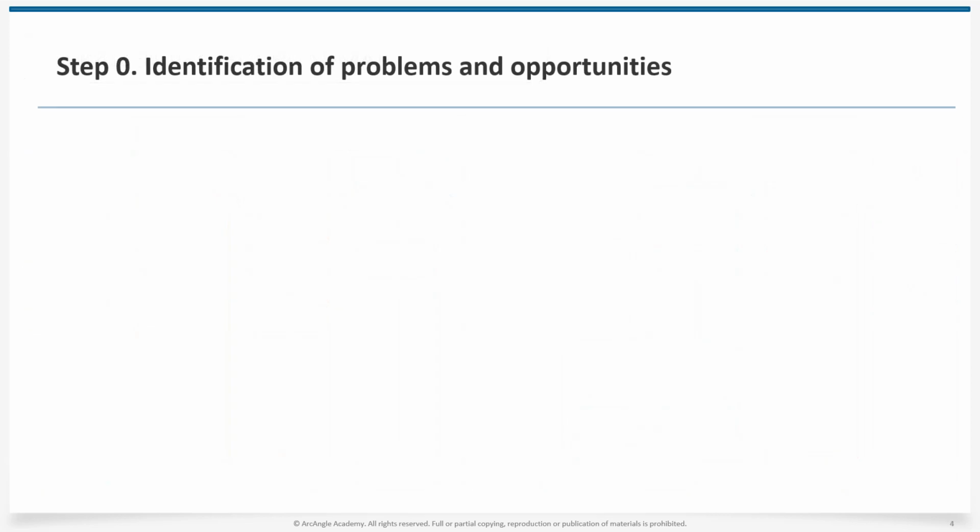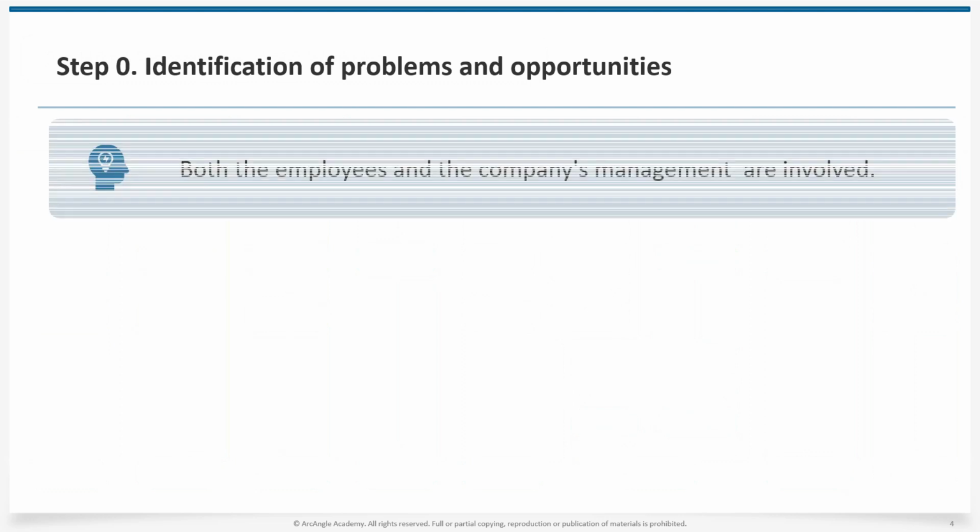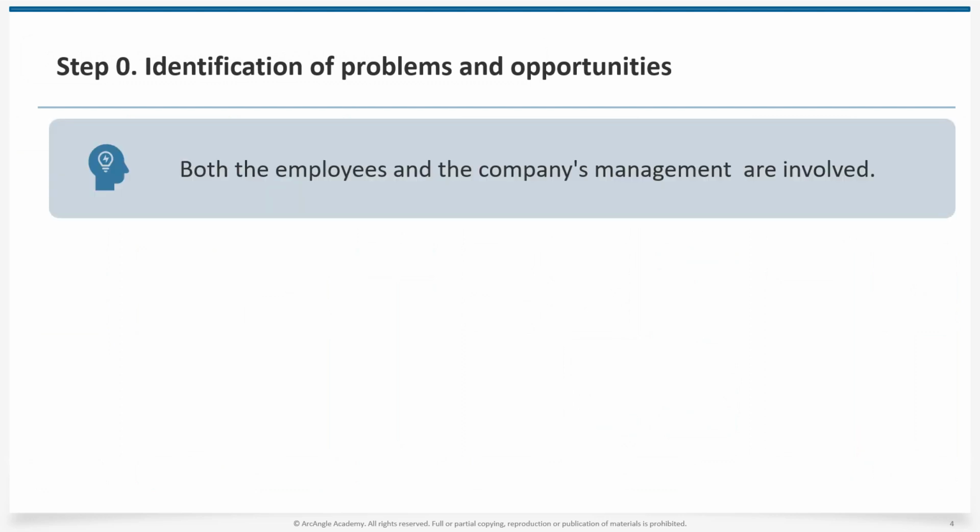Our next slide focuses on Step 0, identification of problems and opportunities within the A3 Kaizen project roadmap. This step involves identifying both problems and opportunities that can be addressed through the Kaizen process. There are 3 key points to consider. Ideally, problems and opportunities are identified by both employees themselves and the company's management at different levels. These identified issues are then transferred to the Kaizen managers as potential topics for projects.